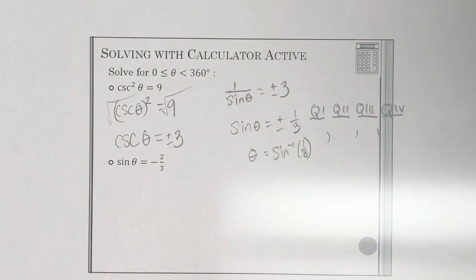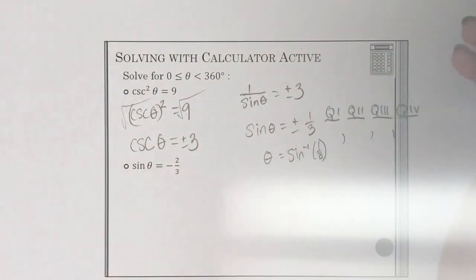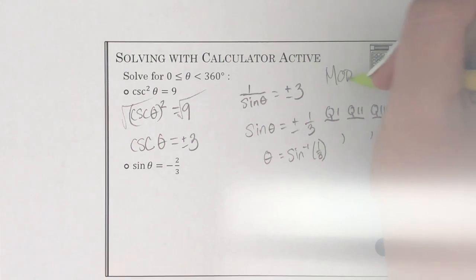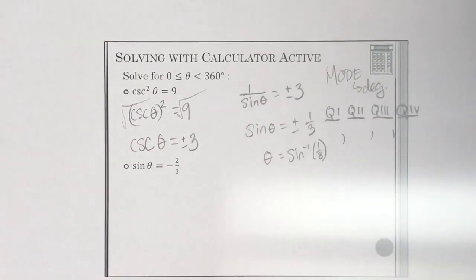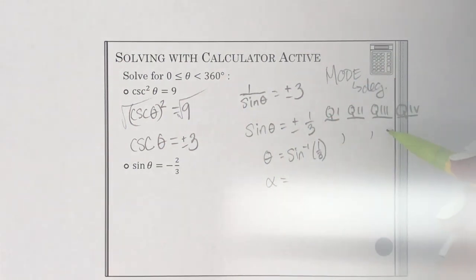Okay, so what you're going to do right now is you're going to have your calculator. We want it to be in degrees, so check your mode on your calculator to be in degrees, okay? Otherwise your answer won't make sense. And take the inverse sine, and that's going to be your reference angle, and then figure out the 4 angles from there. So go ahead and do that.